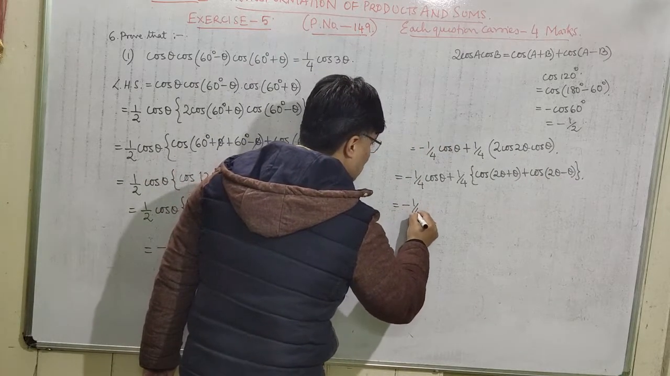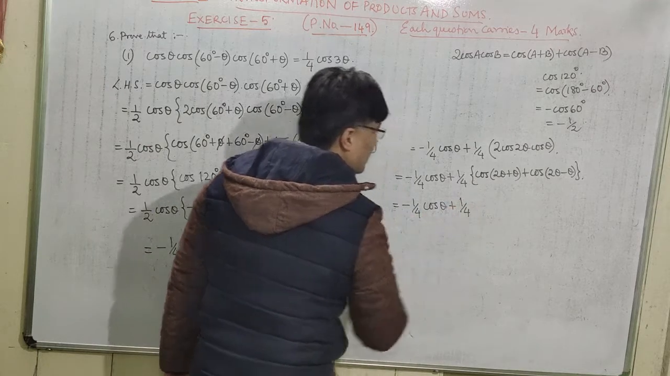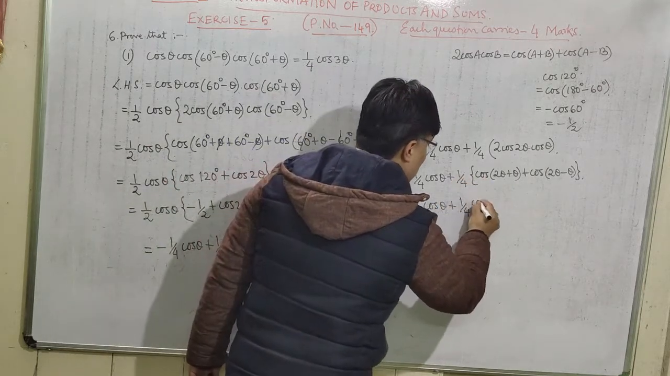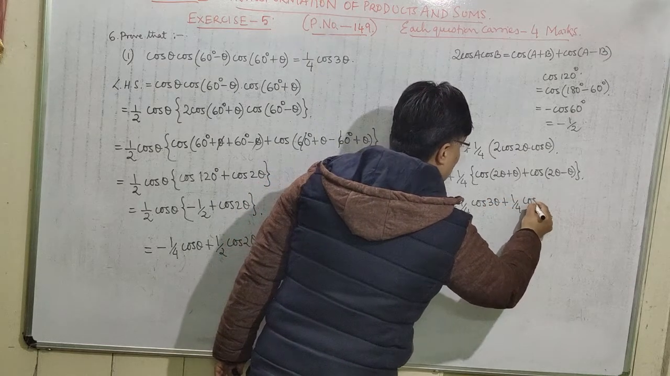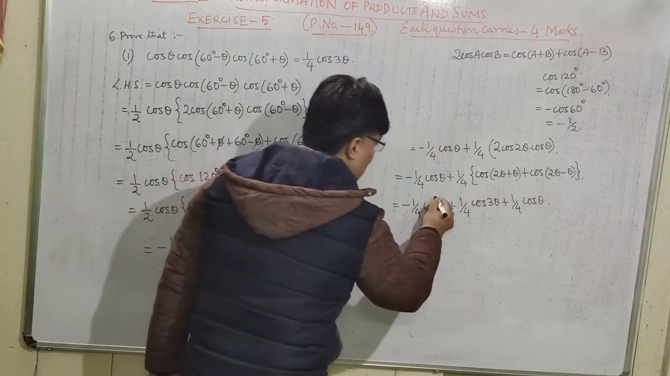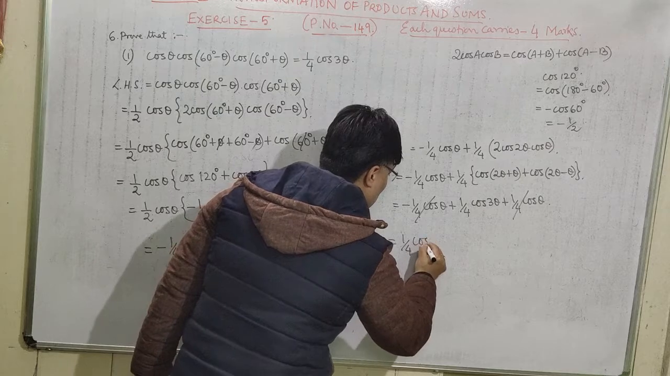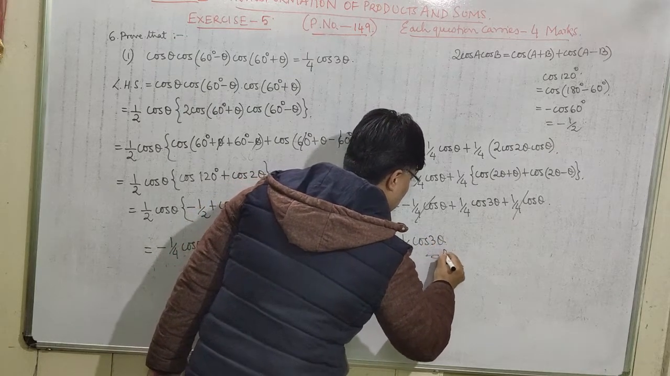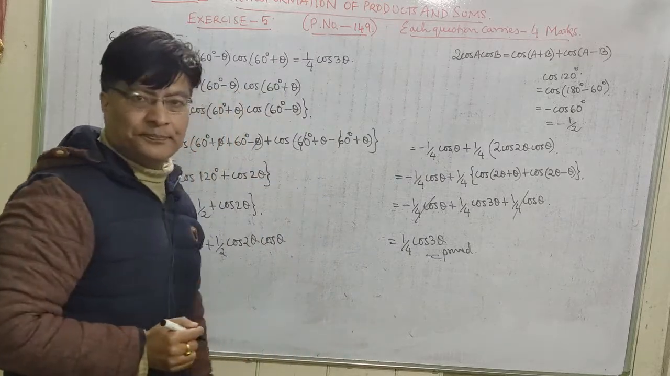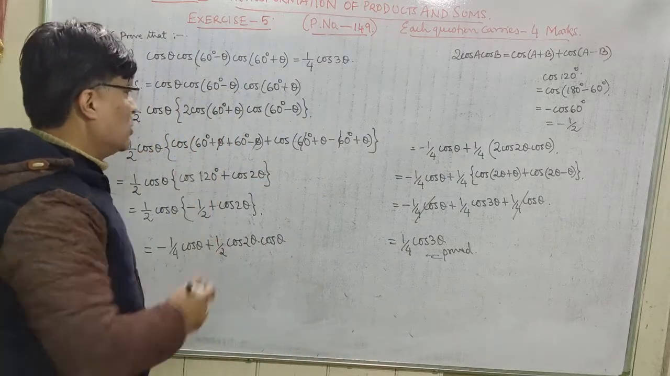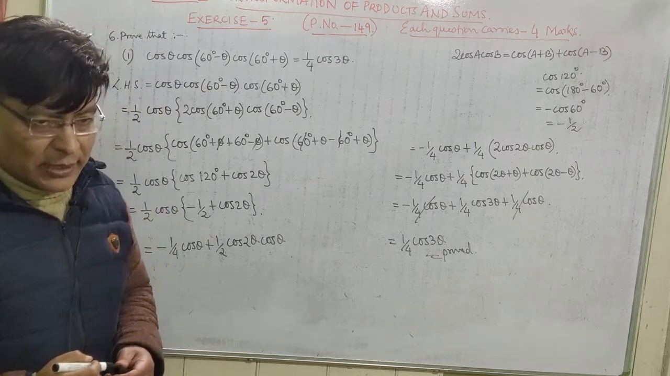So which is equal to minus 1/4 cos theta plus, let us multiply them, 1/4 into cos of 2 theta plus theta, 3 theta, plus 1/4 cos of 2 theta minus theta, which is theta. So here you can cancel these two, which is equal to 1/4 cos 3 theta. So it is done, proved. So is that clear? So we have done it. So this is the method. Okay. So you can copy it. Now we'll do the next question.